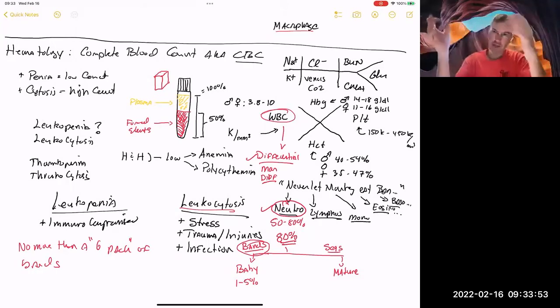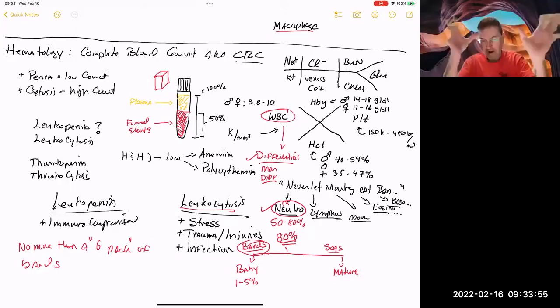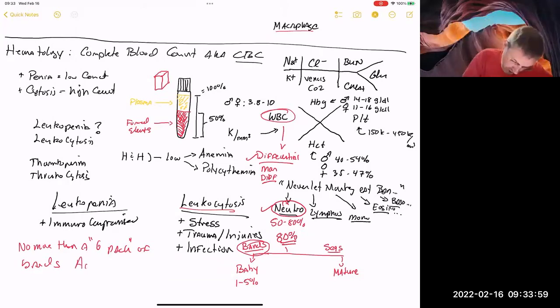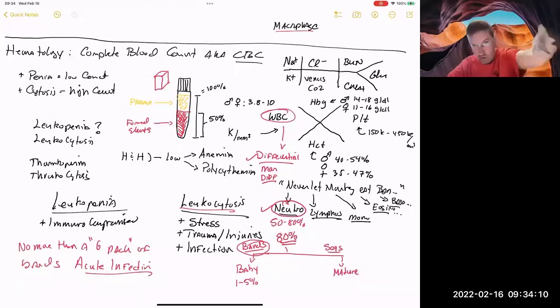So in this setting, when you have elevated bands, it means the body is under acute attack. You typically have an acute infection, and the body is sending immature neutrophils to the front lines. They don't have time to mature. This is an acute situation. We're being acutely invaded. And this is often referred to as a left shift.